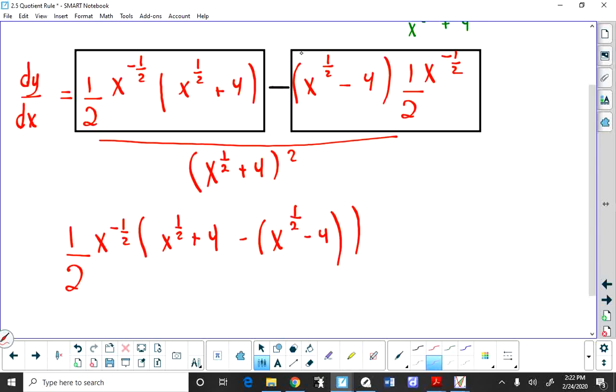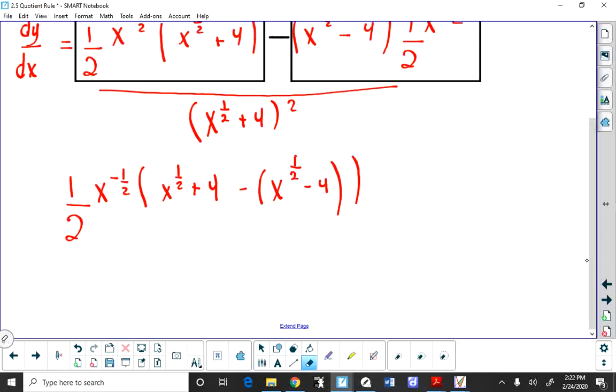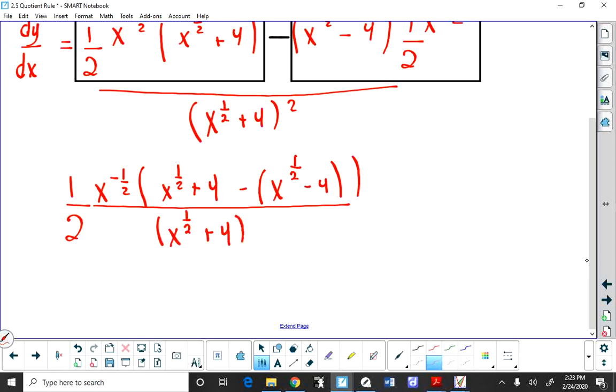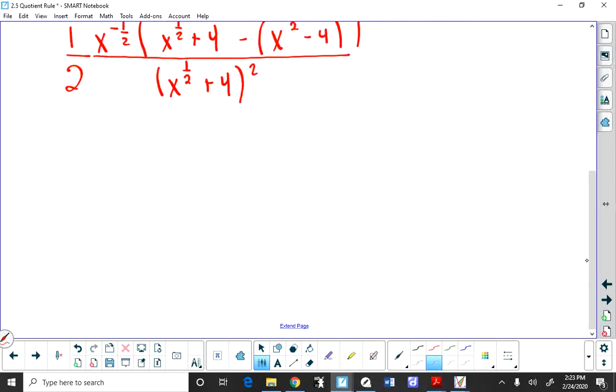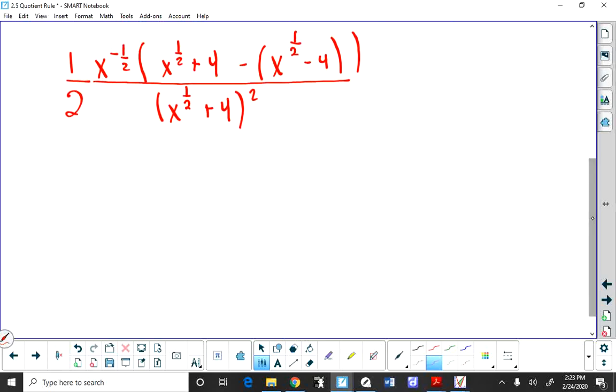So you're subtracting, you've got to be careful with those brackets, right? This is over. This is what I meant by keeping things in line. The whole thing is over, which means that 2 is really on the bottom of the whole thing. X to the half plus 4, quantity squared. We're almost done. All I need to do now is recognize that this x to the negative half can be written on the bottom as x to the positive half.